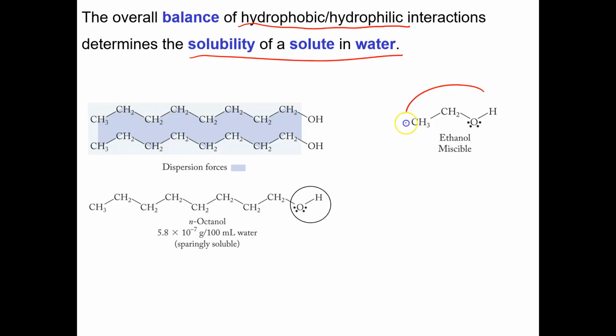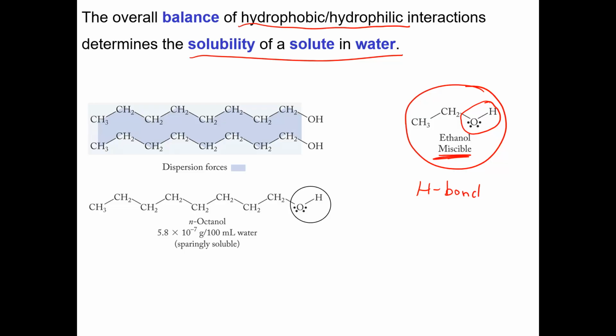So if we look at a structure like ethanol, the structure is dominated by this OH group, which gives it hydrogen bonding capability, and hydrogen bonds can form strongly between ethanol molecules and water molecules, and as a result, ethanol is completely miscible in water.